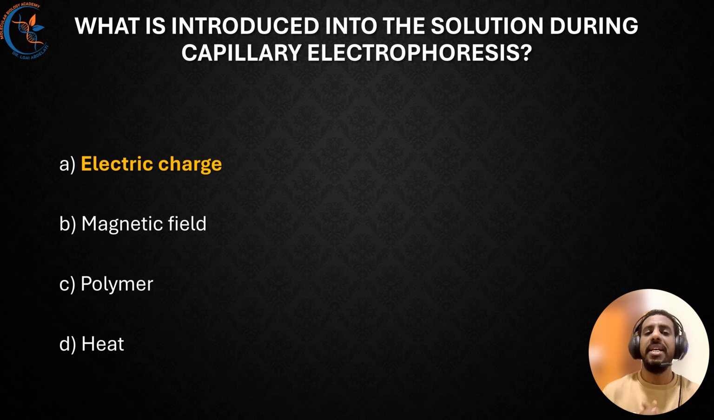Actually, in capillary electrophoresis, electrical charge is applied to the solution, creating an electrical field. This causes charged molecules to migrate through the capillary at different speeds based on their size and charge. All right, so this is allowing for efficient separation of molecules.